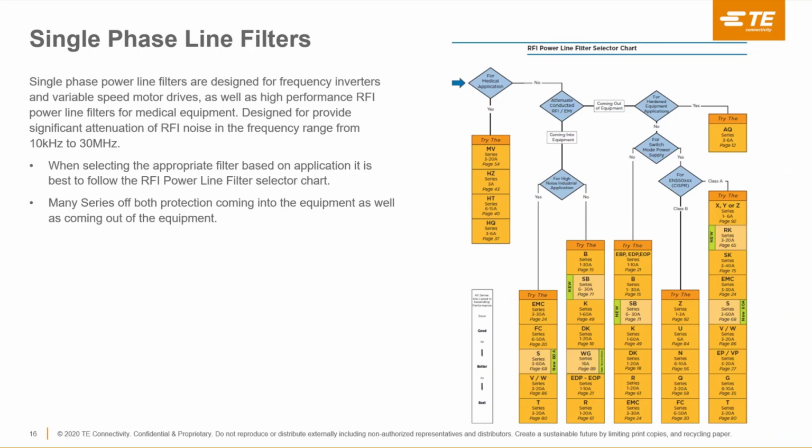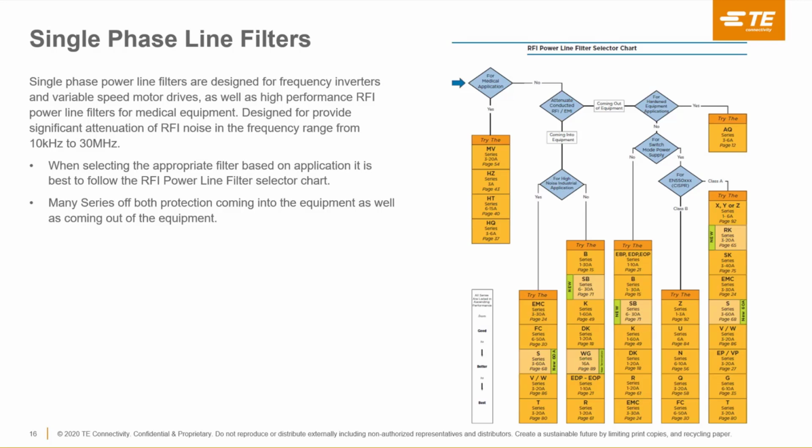On the right here, you should have gotten a copy of this before the presentation, but if you're going to take anything away from this presentation, the RFI power line selector chart really helps you narrow down a filter if you talk to a customer and find out it's for single phase line filters applications. So some of you might be really familiar with it. If you're not, just keep it with you.